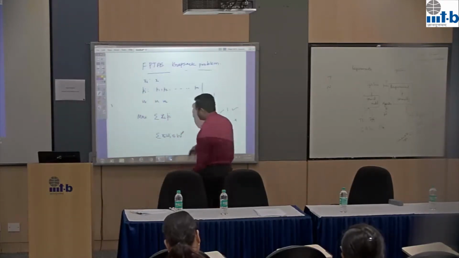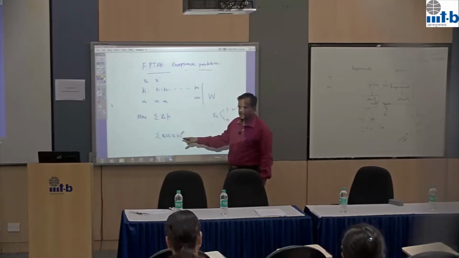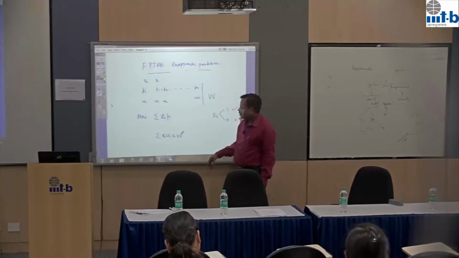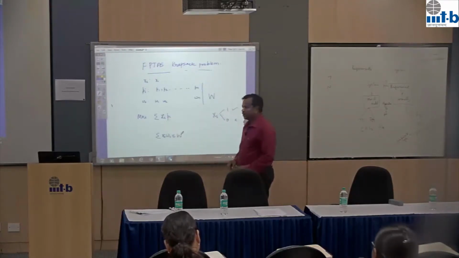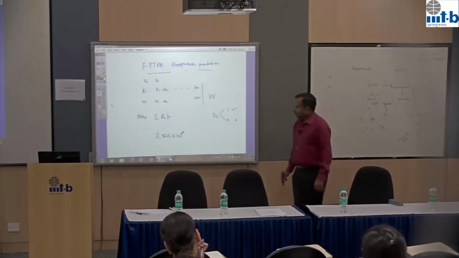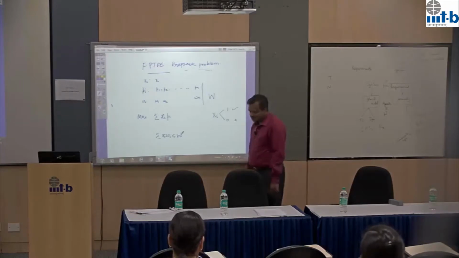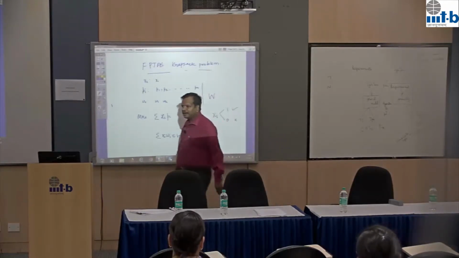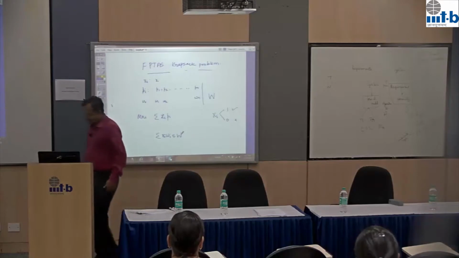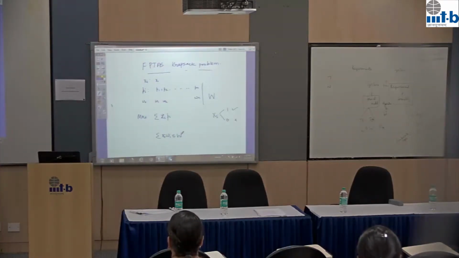So you want to pick some items so that the total weight of the items that you pick is smaller than or equal to the weight of the knapsack, but you want to pick in such a way that the total profit that you make is maximum. Here x of i can be either 1 or 0. That means you have to either pick an item or not pick an item. So this is essentially called the integer knapsack problem.